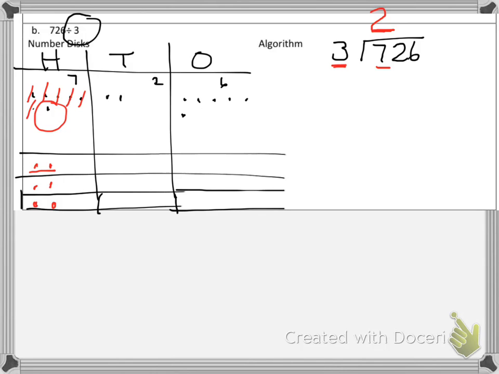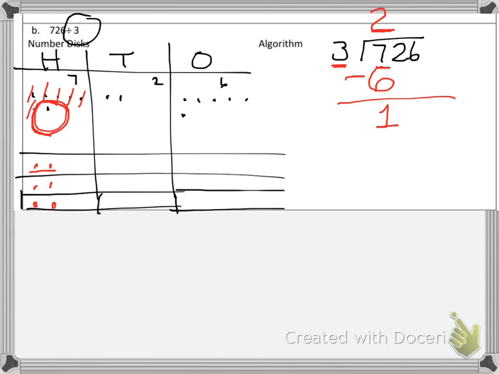Now how many did I use up? I crossed out 1, 2, 3, 4, 5, 6. I crossed out 6 because 2 times 3 is 6. 6 were used, and when I subtract 7 take away 6, I get 1. That's the 1 dot I had left over that I circled.